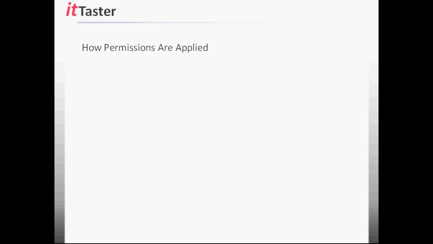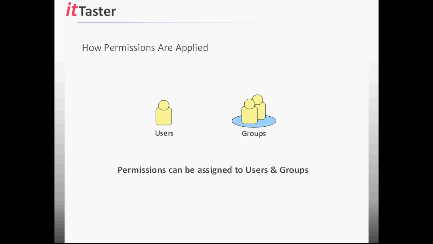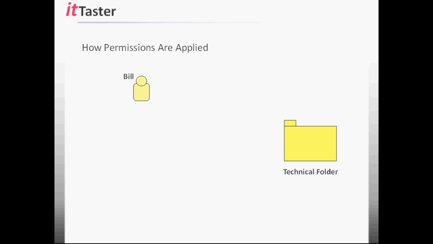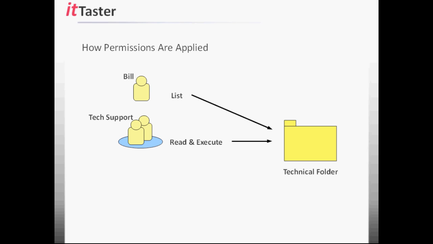Now there are some important things to be aware of in terms of how permissions are applied. Permissions can be assigned to users and groups, and different permissions can be assigned to those users and groups. In this example, we have a user called Bill. Bill has been assigned list folder contents permission to the technical folder. Bill is a member of the tech support group, which is assigned read and execute permission to the technical folder. And Bill is also a member of the Tech Managers group, which is assigned modify permission to the technical folder.